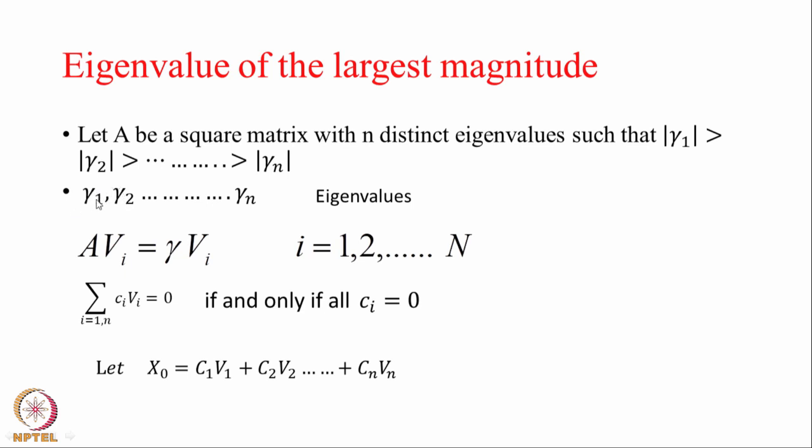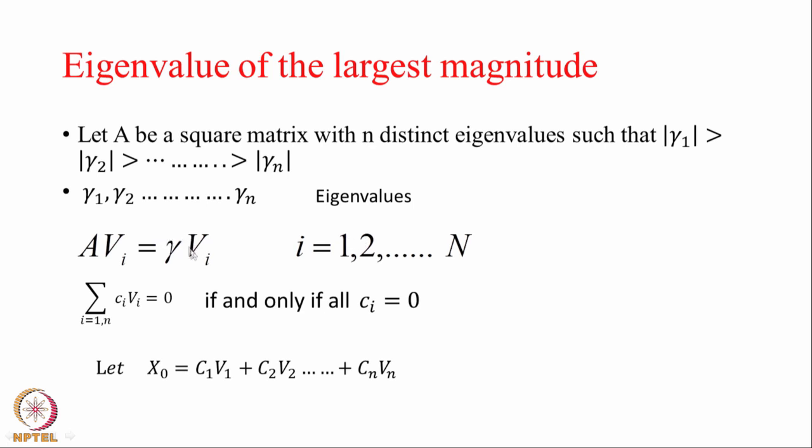As I mentioned already, these eigenvalues are arranged in a descending order. So, let me use the eigenvalue equation, A V i is equal to lambda V i, i going from 1 to n. Earlier I had A x is equal to lambda x. Now, I am saying A V i is equal to gamma i V i, which are all my eigenvalues.